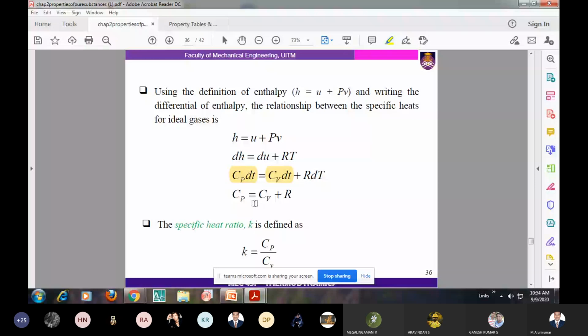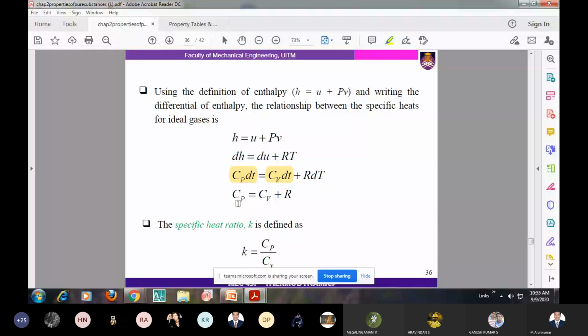So we can find the unknown values. If Cp and R are given, we can find Cv. If Cp and Cv are given, we can find R. If R and Cv are given, we can find Cp. This relation of specific heat capacities can be used to find the values.